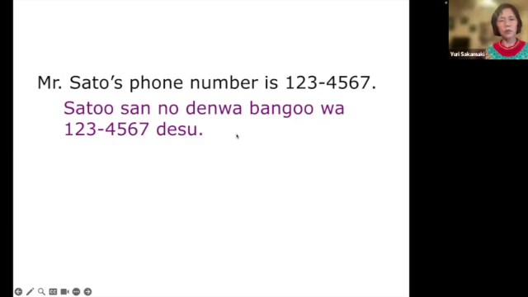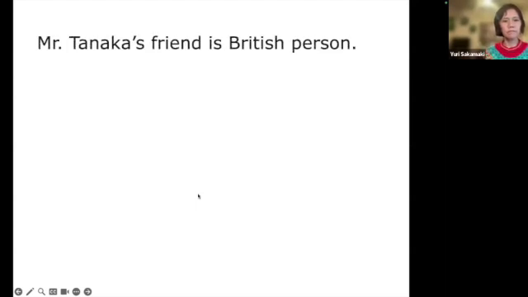All right, so that's what this looks like. 佐藤さんの電話番号は123の4567です. Okay, another sentence. So I'll give you a few seconds. Try to put everything together.